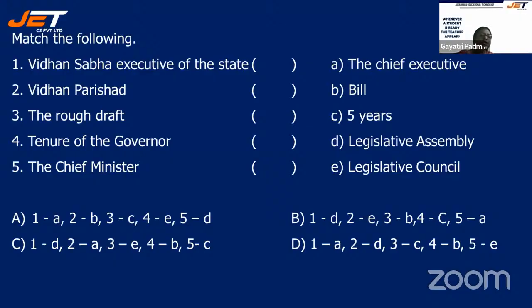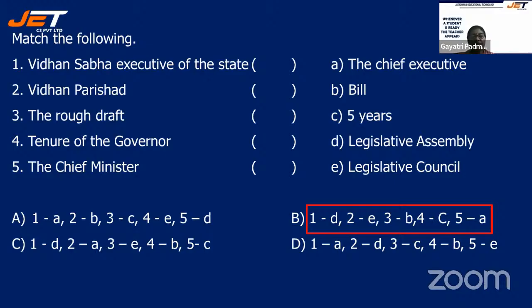Vidhan Sabha, Executive of the State, Vidhan Parishad, the rough draft, tenure of the Governor, the Chief Minister. So you have 5 options: the Chief Executive, Bill, 5 years, Legislative Assembly, Legislative Council. Right? So quickly do it. For this, I'm giving you 15 seconds. Not more than that, because as I have already told you, your mental ability will steal from you a lot of time. So you can only give the answer provided you have it stored in your mind. Let's see the answer. It is B.